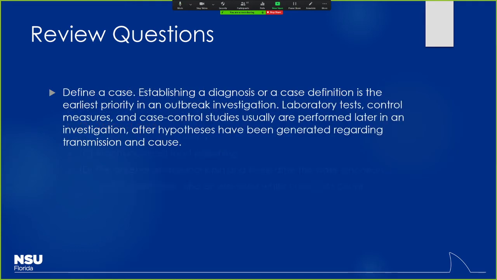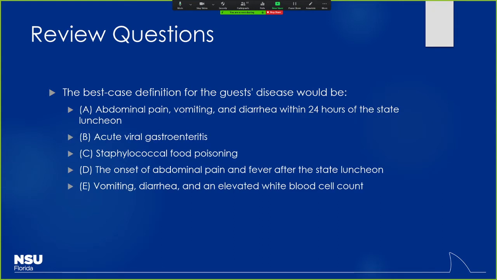Okay, all right, so the best case definition for the guest disease here would be: A, they had abdominal pain, vomiting, diarrhea within 24 hours of the luncheon; B, they had acute viral gastroenteritis; C, they had staphylococcal food poisoning; or D, the onset of abdominal pain and fever after the state luncheon, or vomiting, diarrhea, and an elevated white cell count. What do we think? I think A. Lots of A's. Let's see what we think here.